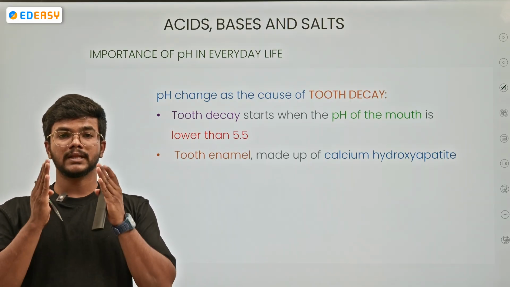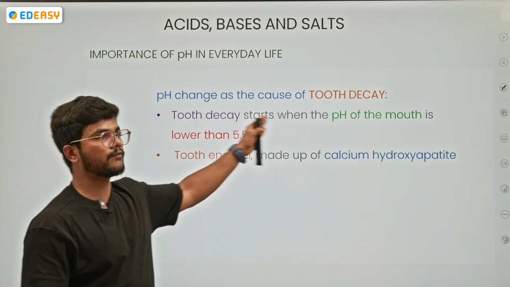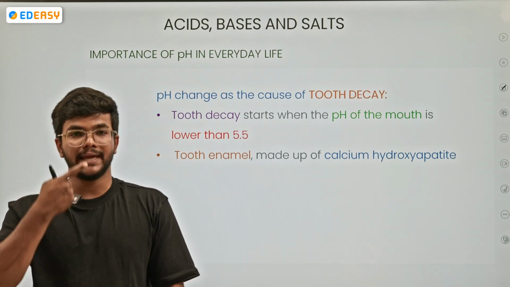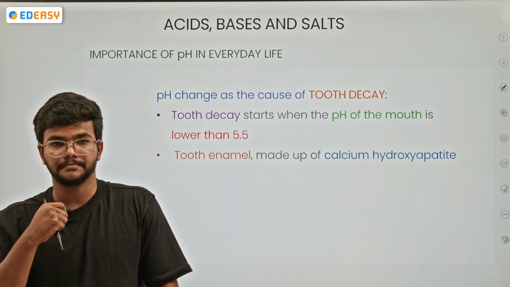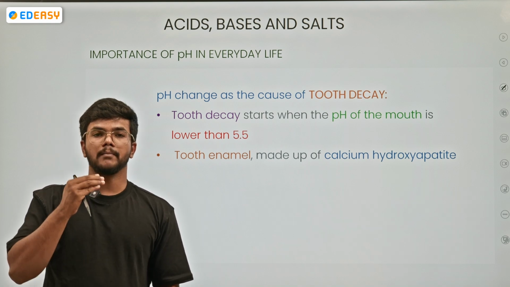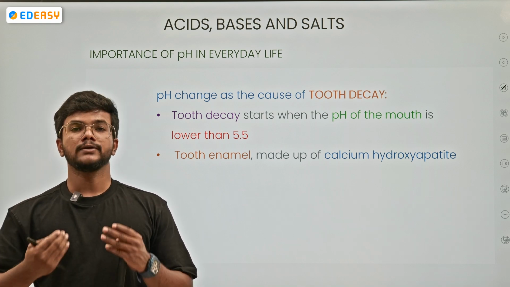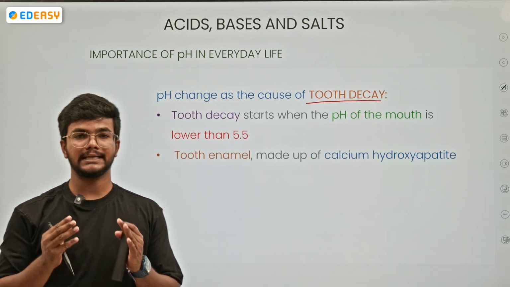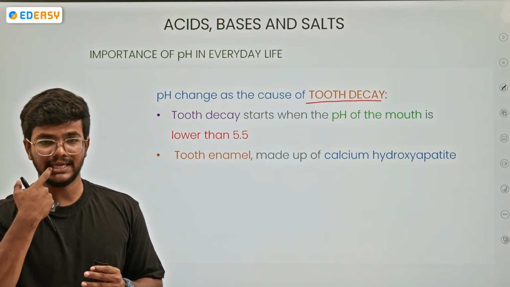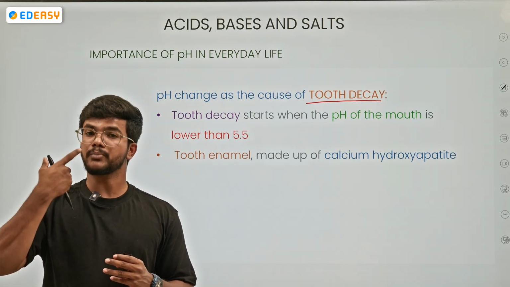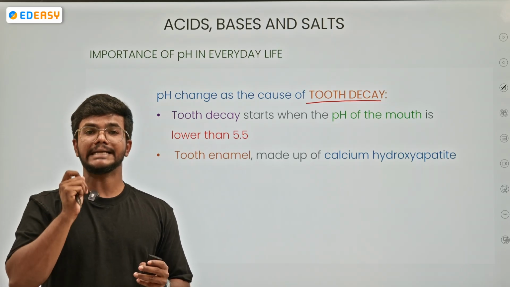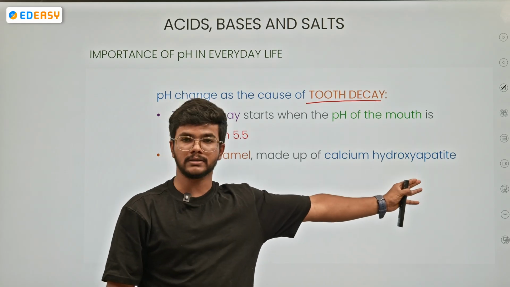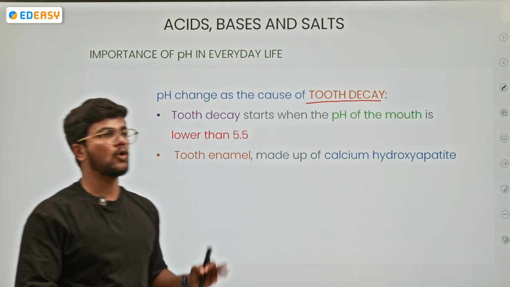The pH of the mouth should always be more than 5.5, not less than 5.5. That is why we use toothpaste, which is a base, to decrease the acidity of the mouth. So acidity of the mouth can be decreased with bases to prevent tooth decay. Tooth decay is caused when bacteria decompose the food stuck in our teeth. The decomposition process releases acid which will decay the tooth. The tooth is made up of calcium hydroxyapatite. Okay, I hope you understand this.